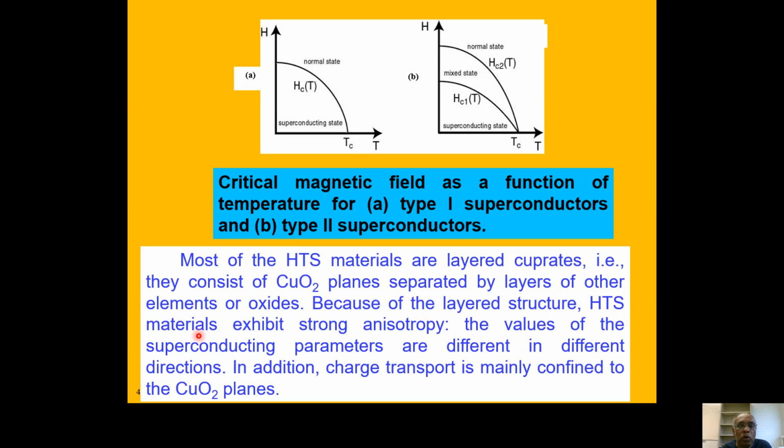Above the second critical field, everything becomes the normal state. Most high TC materials are cuprates, with copper oxide planes, right? They are two-dimensional layers. They are the reason for these high TC properties. Since they are two-dimensional, they have very strong anisotropy. That means these parameters are very different in the plane direction and the direction perpendicular to the plane.